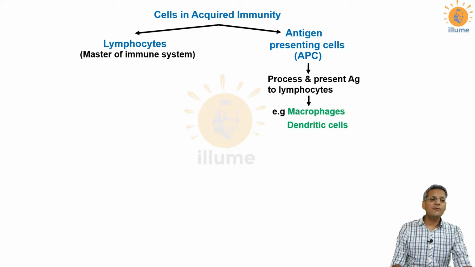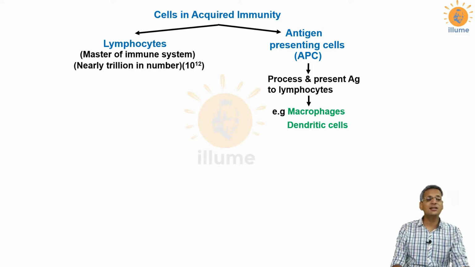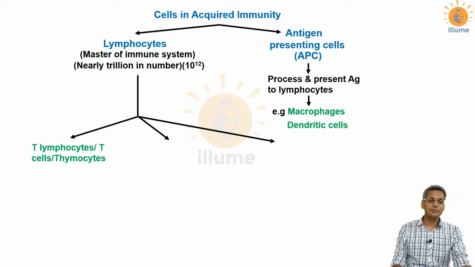If we talk about lymphocytes, they are called the master of the immune system because they have complete control over the immune system. They stimulate the immune system, they suppress the immune system, and they are even the effector cells of the immune system. In our body, there are around 1 trillion lymphocytes present. A trillion means 10 raised to the power 12.